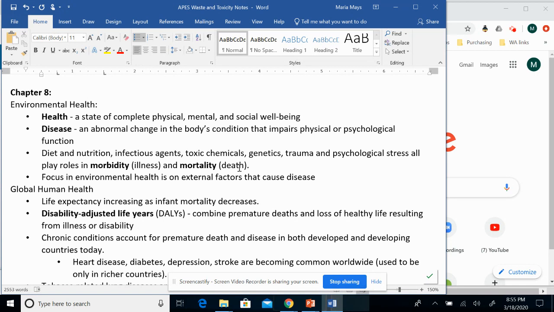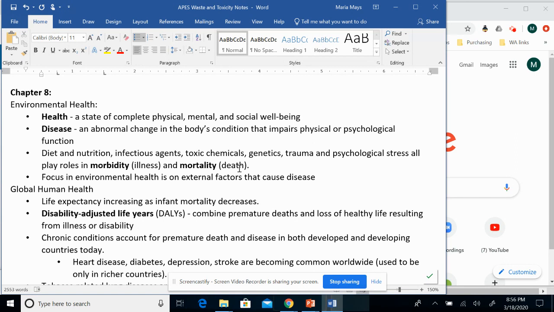All right, so environmental health. Health is the state of complete physical, mental, and social well-being. So when we're talking about environmental health, we're going to talk about like the health of the environment. A disease is an abnormal change in the body's condition that impairs physical or psychological function. So this is usually what we're going to talk about when we talk about human health, or the health of animals or plants. Anything that impairs physical or psychological function.